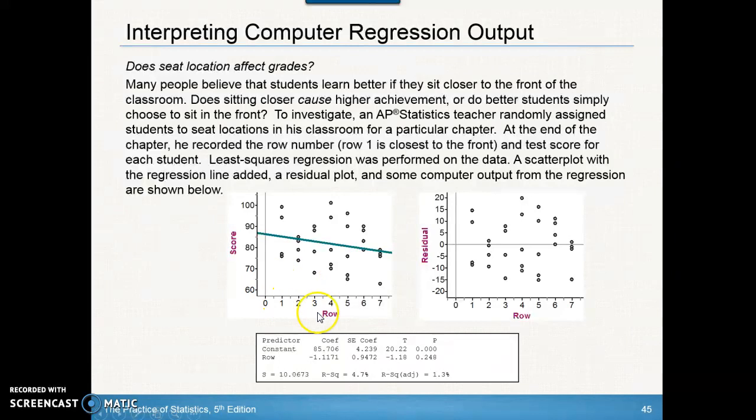So here is our regression line. This is the row. This is the score on the test. Okay, here's your residual plot. Remember, it's always your explanatory variable against the residuals. And then down here we have our computer output.